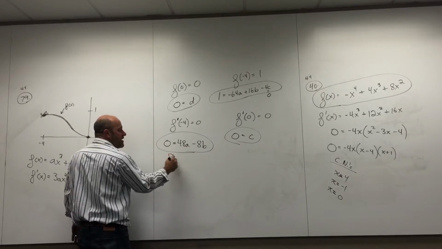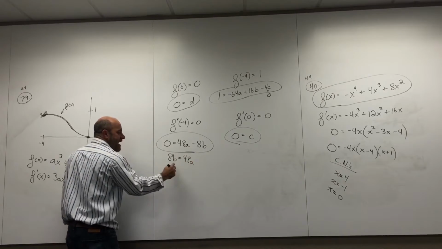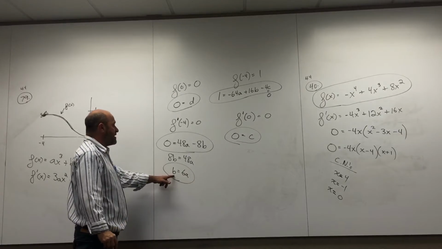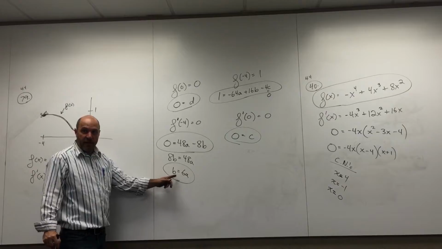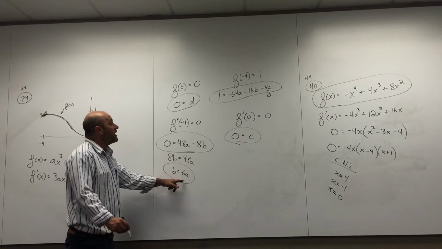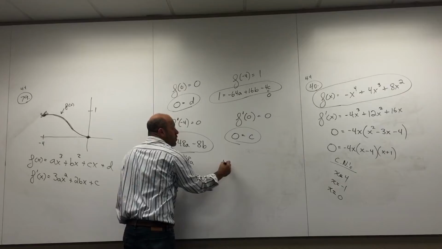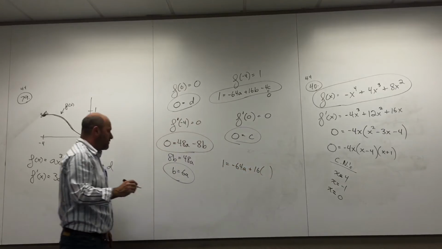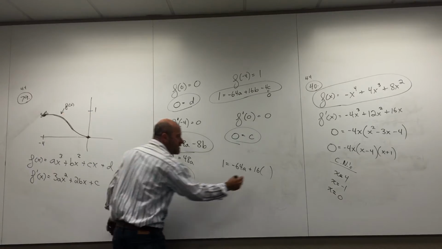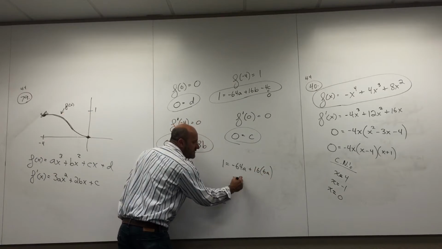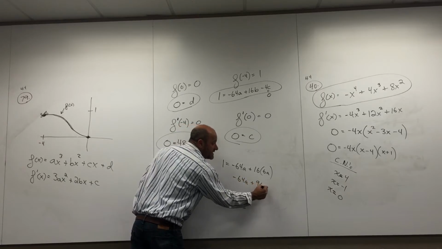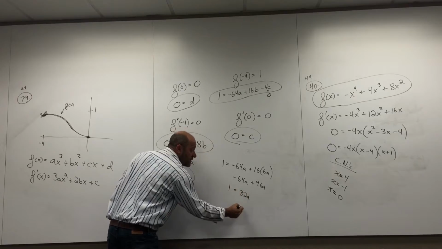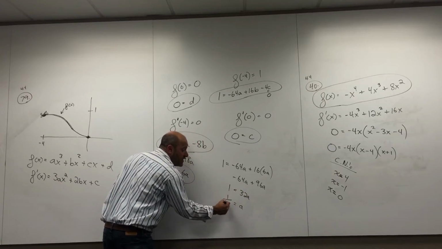I'm moving the 8b over here. 8b equals 48a. Divided by 8b is 6a. Hold that thought. What do you do with that thought? You take that b. By the way, my b's look like 6's. Be careful. I take that b and I plug it in up there. Up there it says 1 equals -64a plus 16b. But what am I plugging in for b? A 6a. Thank you. So that's a -64a. That's a 96a. When you add that, that's 32a. That equals 1. So guess what a is? 1/32.